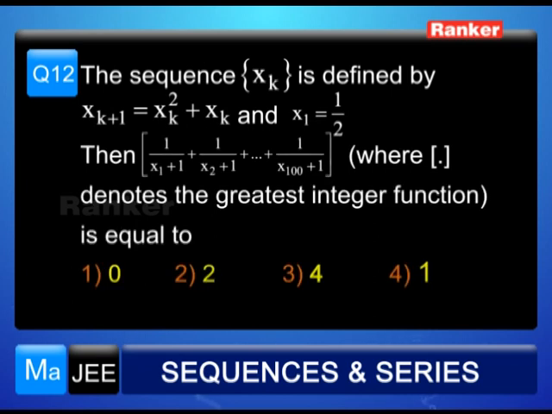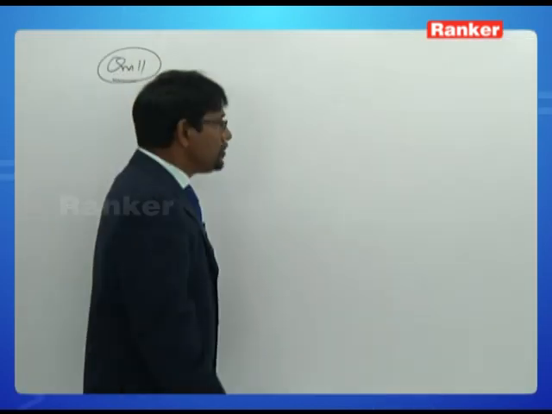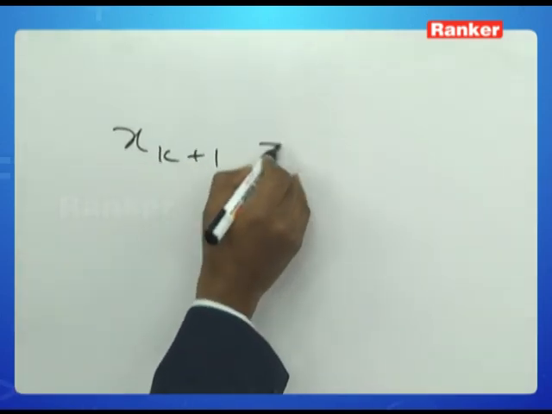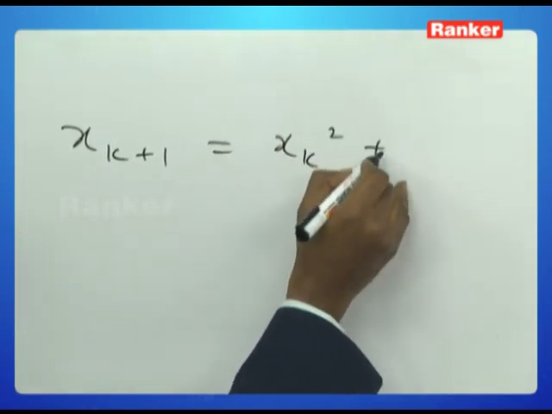The sequence xk is defined recursively by xk plus 1 is equal to xk square plus xk, with x1 equal to half. Then the bracket function of 1 by x1 plus 1, plus 1 by x2 plus 1, and so on up to 1 by x100 plus 1, where bracket denotes the greatest integer function, is equal to: first option 0, second option 2, third option 4, and fourth option being 1. Okay. What are we given? We are given that xk plus 1 is equal to xk square plus xk.